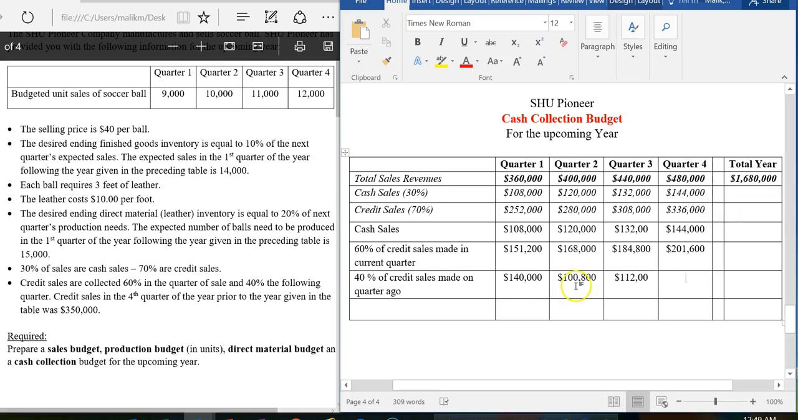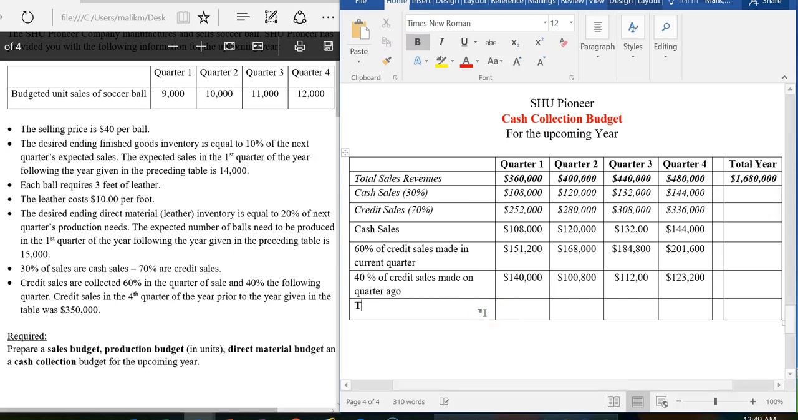And they're gonna also collect 40% of quarter three credit sales, which is $308,000, and 40% of it will be collected in quarter four. And if you take 40% of 308, what I got is 123,200. This is how you can show the portion of credit sales that are actually collected in all these quarters. Now it's time to do the total.